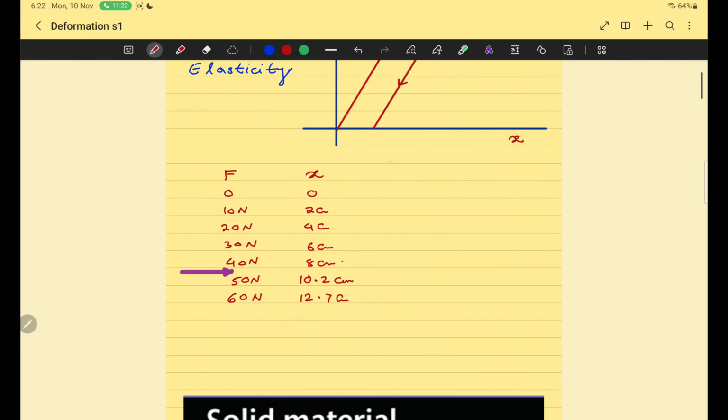So you should note down its proper definition. The heading is, sir, what is elastic limit?